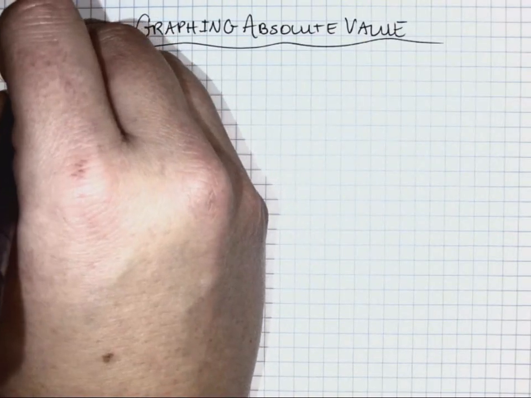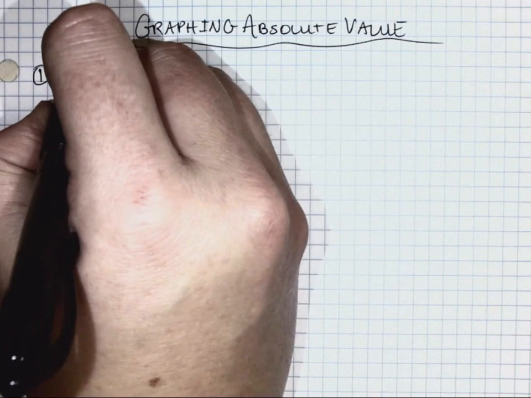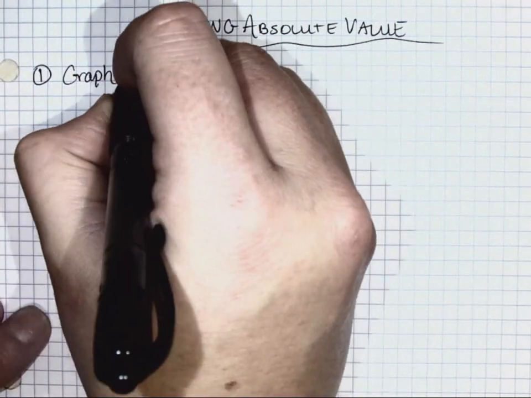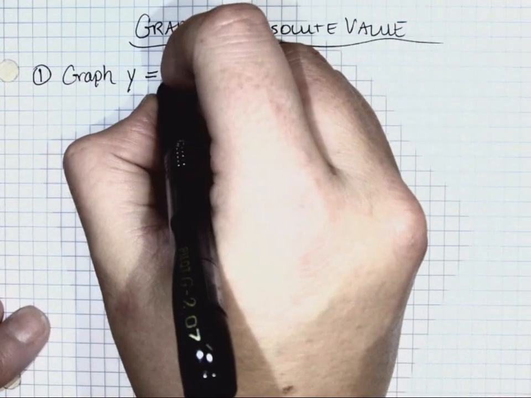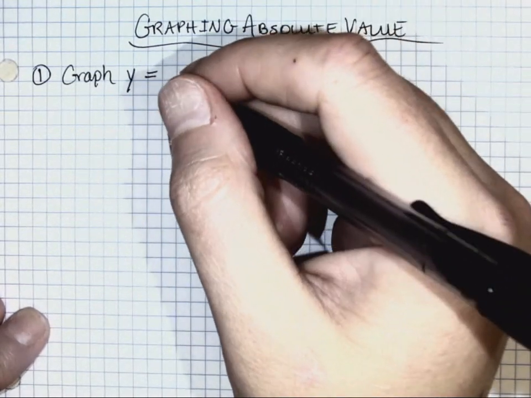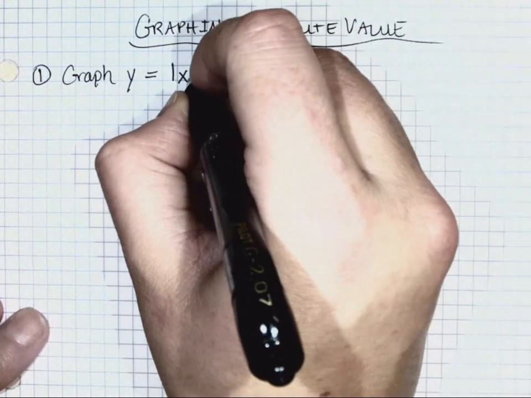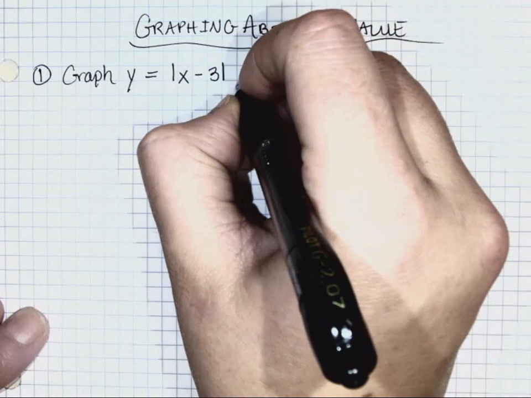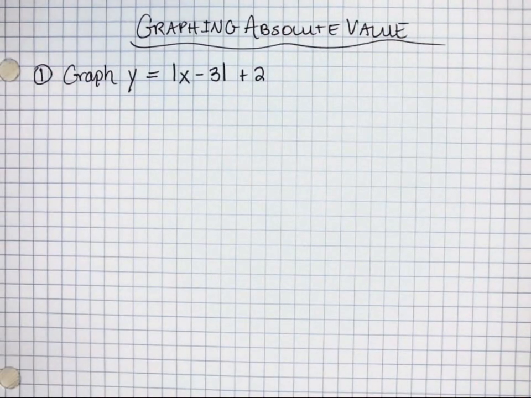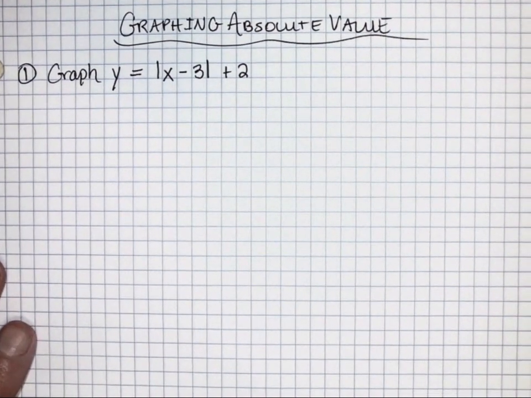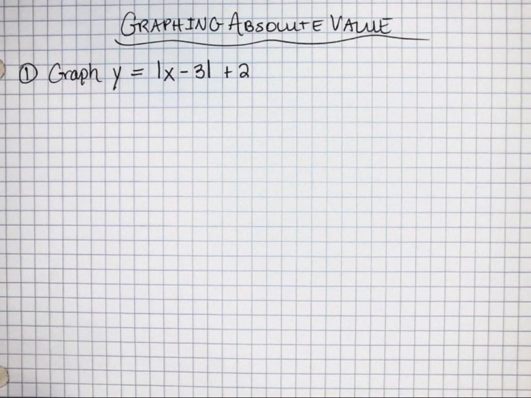Okay, we're going to start off with y equals the absolute value of x minus 3 plus 2. This is actually a simple one to start off with compared to what you have later on in your homework. So your step 1.